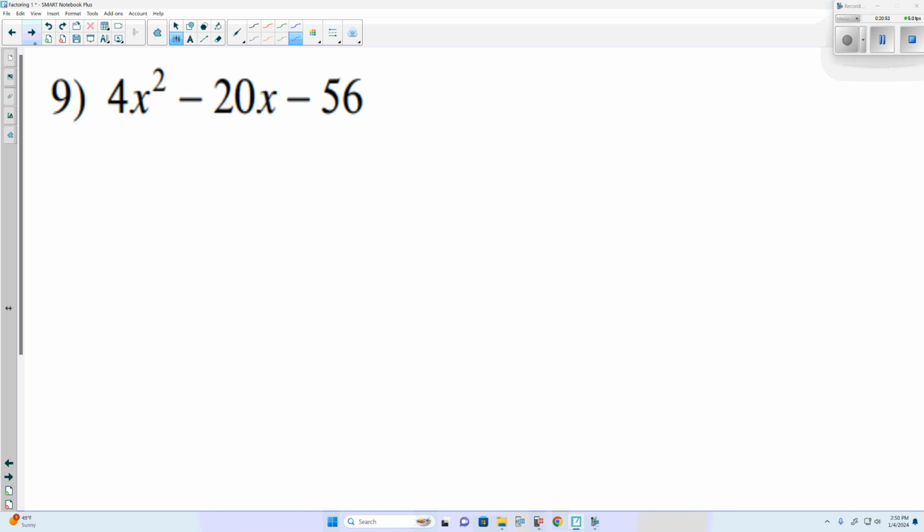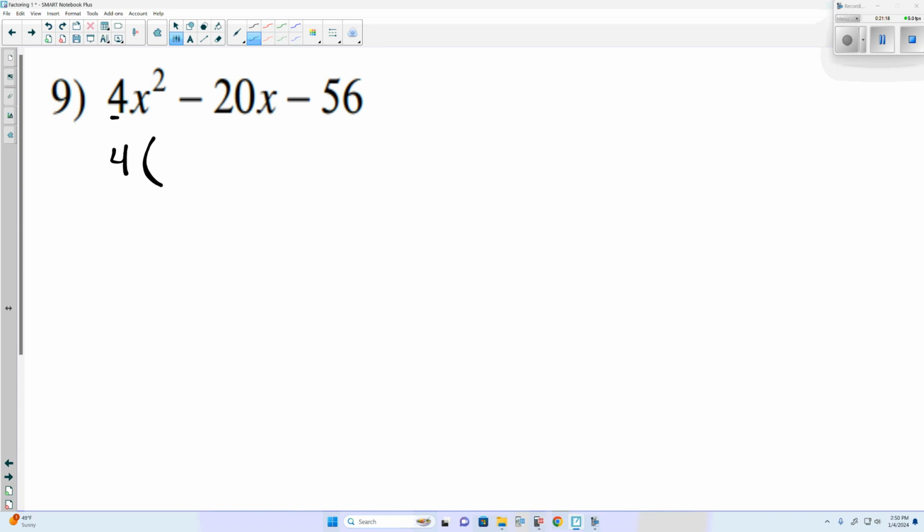Let's look at the next one, number 9. 4x squared minus 20x minus 56. Is there a greatest common factor between these three terms? And the greatest common factor is indeed 4. And we can factor that 4 out from all three terms. We're dividing it out of each term.